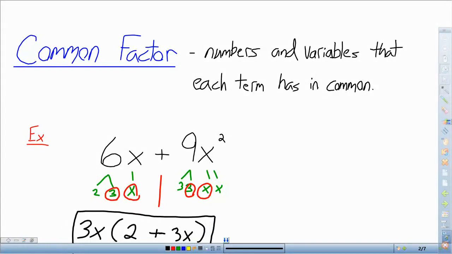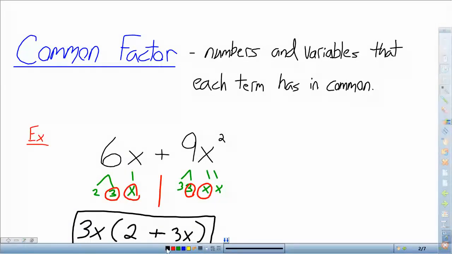I just want to point out, eventually doing this process we might not need to break things down like this. You might be able to just look at the two terms and think, oh, it looks like I can take a 3 out of a 6 and a 3 out of a 9, and I can take an x out of this one and an x out of that one. I can take a 3x out of these two terms. Well, then what's left over if I do that?